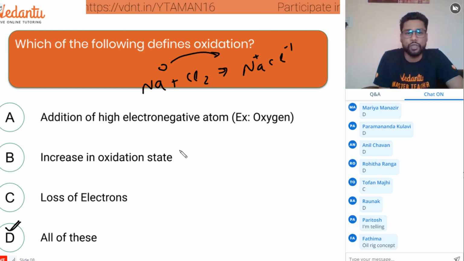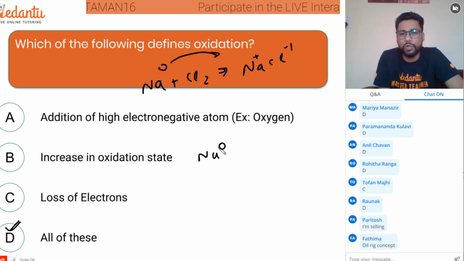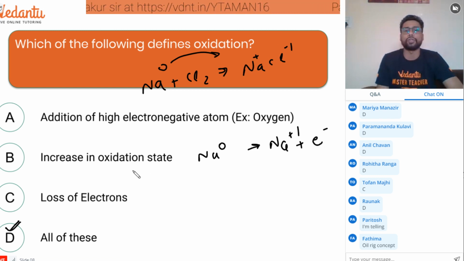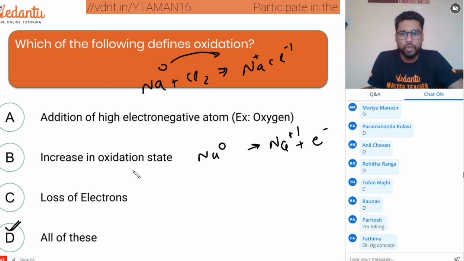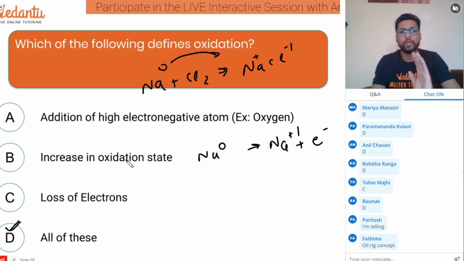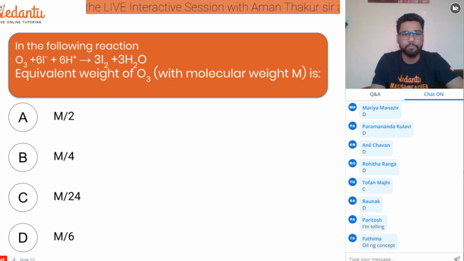The second definition is increase in oxidation state. Yes, sodium was 0, sodium went to plus 1, the oxidation state increased. Loss of electrons: yes, sodium lost an electron. So all of these are definitions of the oxidation process. This was a very good attempt. Let's see another question.